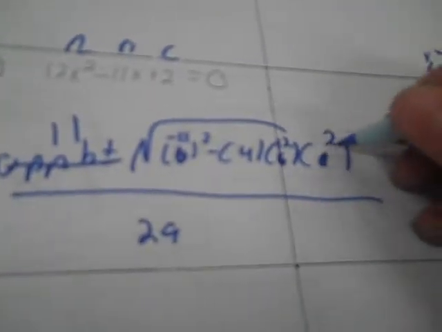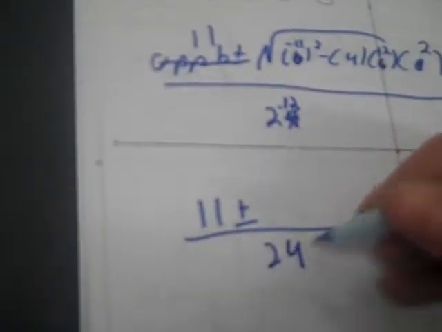So the opposite of the b is 11. B is negative 11. 4a is 12. And c is 2. And then a on the bottom is times 12. So you got an 11. 2 times 12 is 24. Okay, then I go negative 11 times negative 11. That's 121.